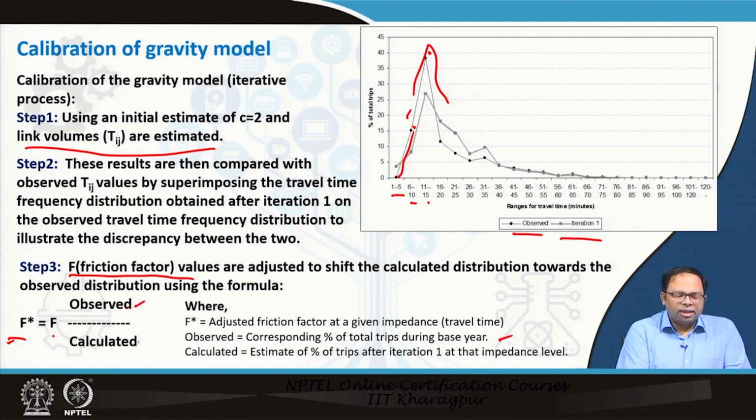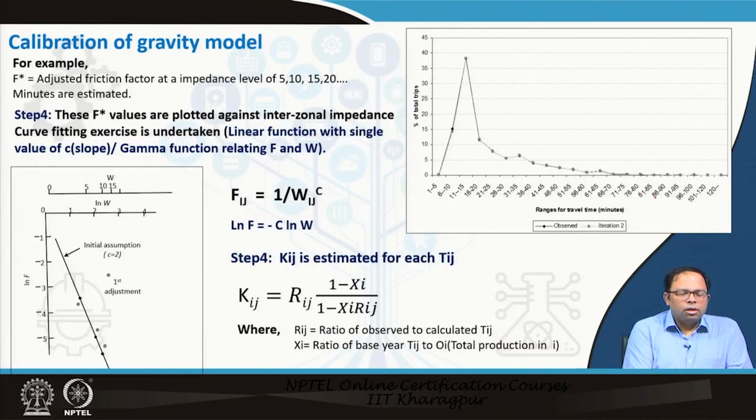So, observed is higher than calculated, so we get a value that has to be multiplied with f, and that will increase my f star value. As you can see, we get this for 1 to 5 minutes. For each travel time segment we get different f star values. So, f star values are the adjusted friction factors at impedance levels of 5 minutes, 10 minutes, 15 minutes, 20 minutes and so on. Now, these f star values are plotted against interzonal impedance.